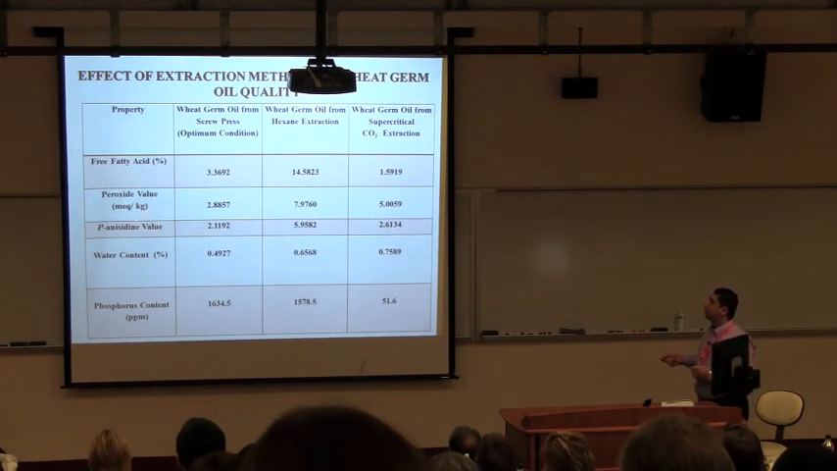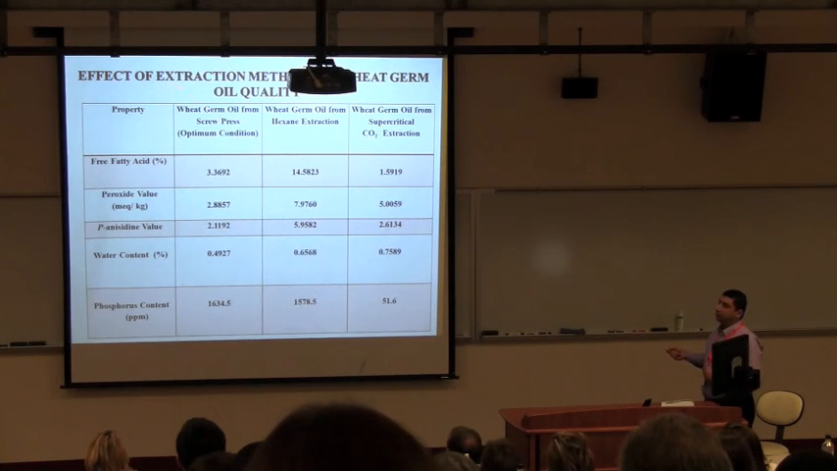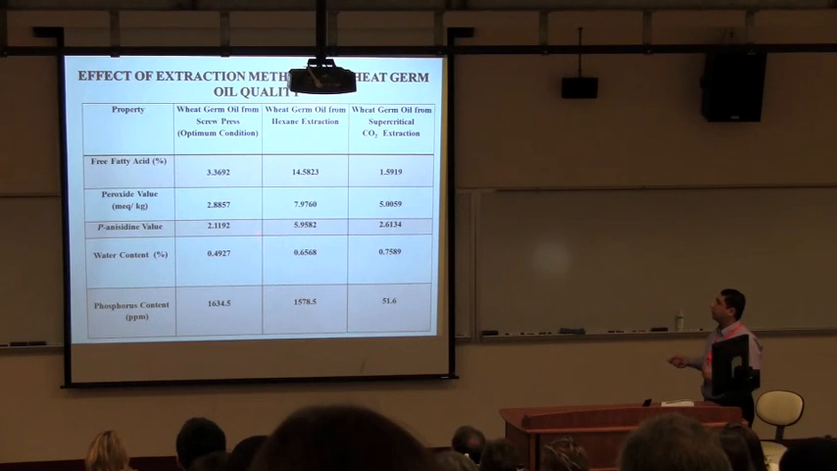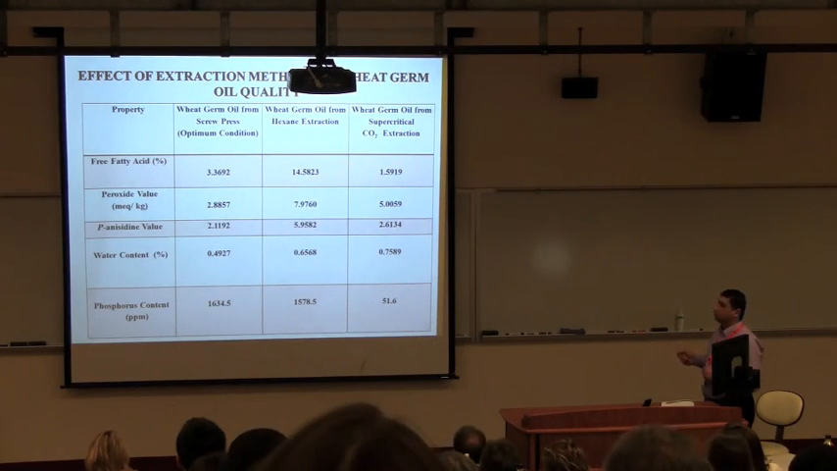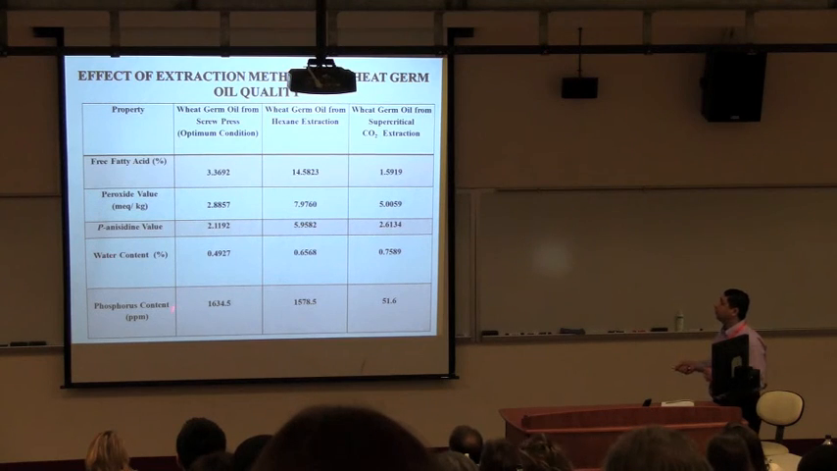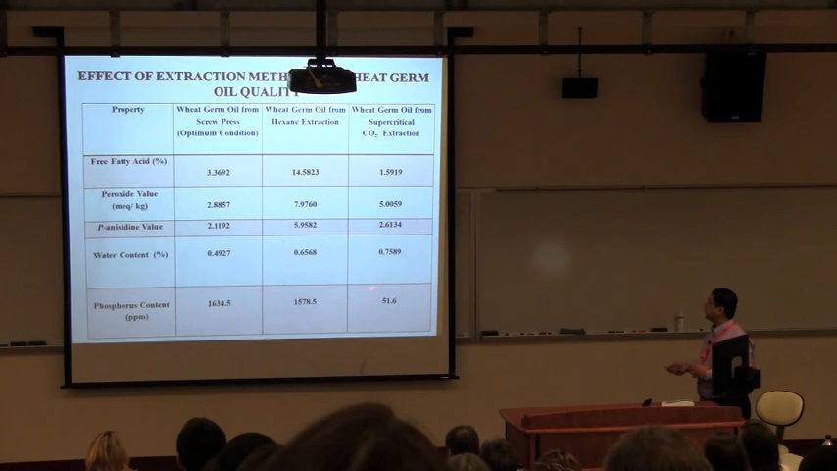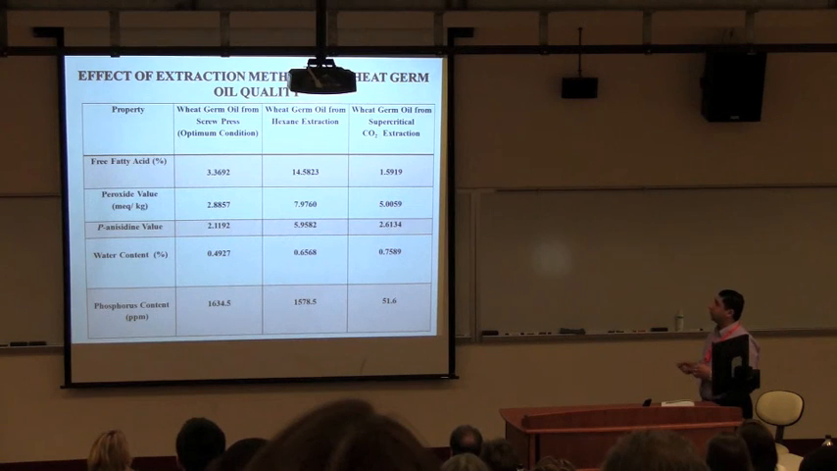For the peroxide value, p-anisidine value, and water content, the wheat germ oil collected from the optimal screw press condition has the lowest value compared with the two extraction methods. For the phosphorus content, the wheat germ oil from the screw press also has the lowest value compared with the wheat germ oil from hexane and from supercritical extraction.